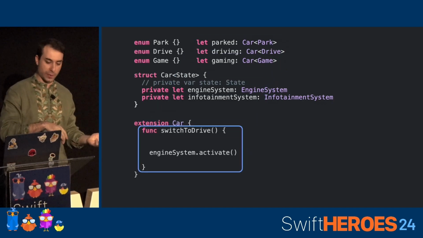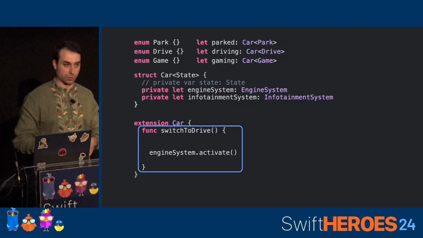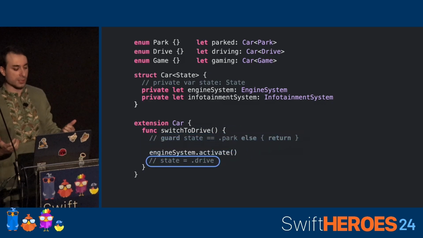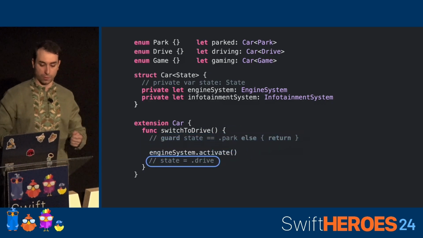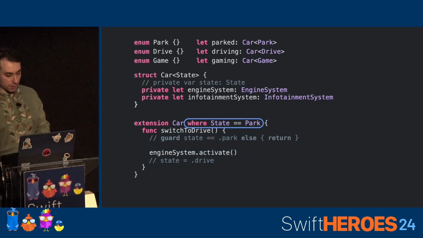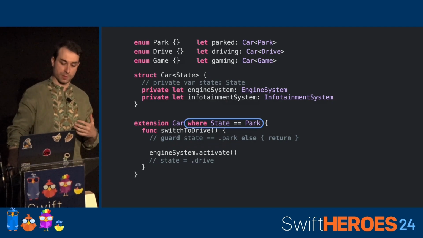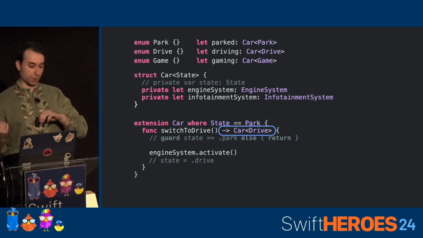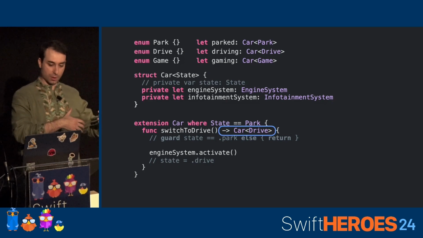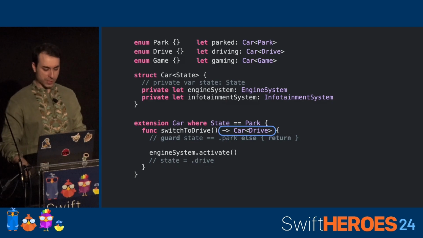So now let's re-implement our four functions. In order to switch to drive, we obviously tell the engine to start. But how do we check the state? We can't use the state variable to check and reassign a new value. Instead, we use generic constraints. So we only create this function switchToDrive when the car is in a Park state. And in order to transition to the new state, we must return a new car of a different state. So we start in a Car of Park type, and we end up in a Car of Drive type. Now, this is kind of insane, right?